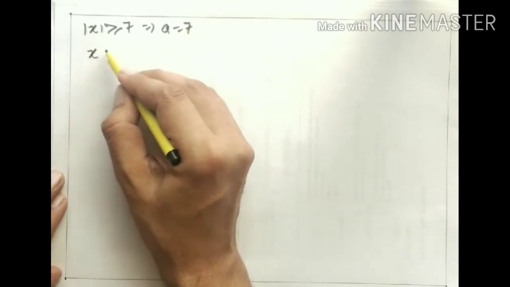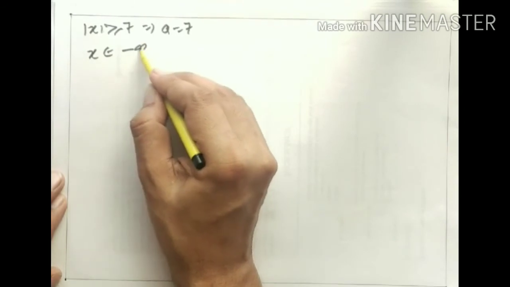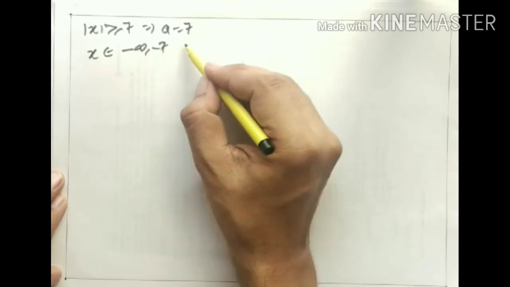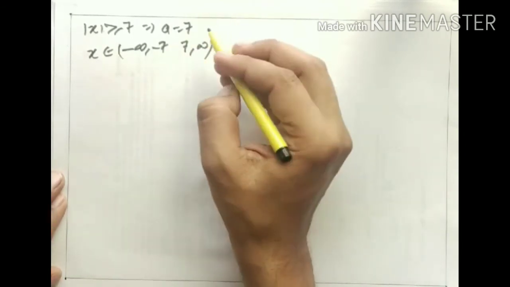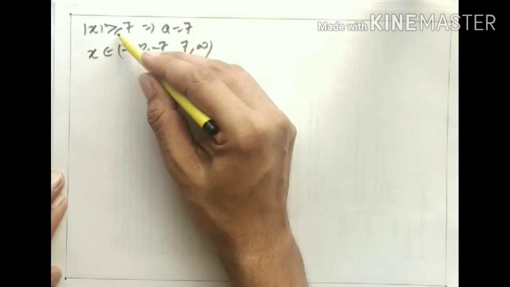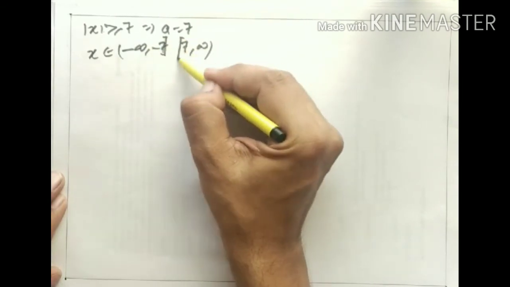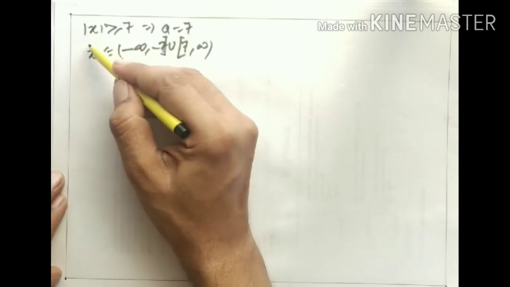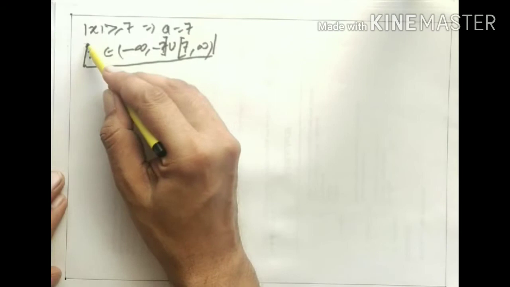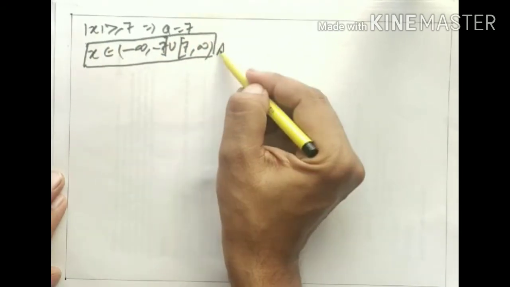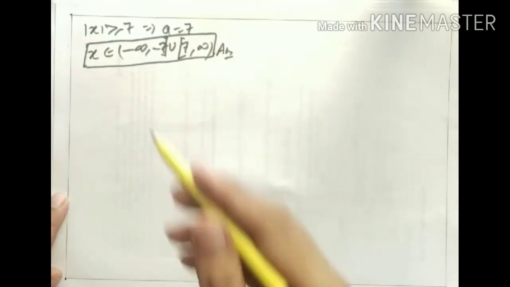The answer will be x belongs to minus infinity comma minus 7 union 7 comma infinity. This is open, and because the equal to sign was also there, it will be a box bracket, or a square bracket, and this is the union sign. So this will be the answer to this question. So this was a direct formula-based question, and we have already derived the formulas in the previous class, so we don't need to derive them again and again. Let's see the next example.